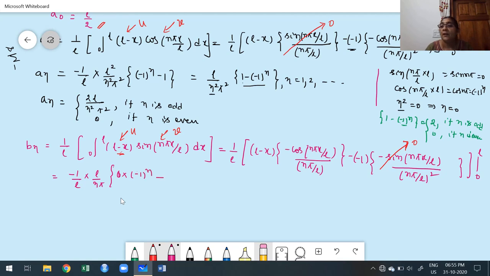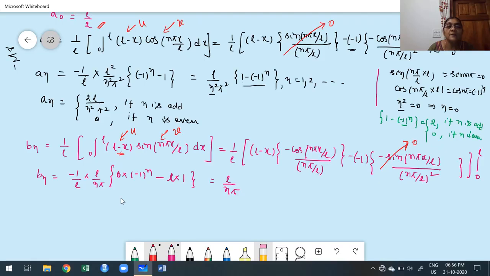Minus, x is 0, L minus 0. What is L minus 0? It is L into cos 0. What is cos 0? It is 1. Now what do we get? Minus into minus is plus, L cancels. This L is remaining, L by n pi. Now this is one of the things, L by n pi. Observe carefully: L cancels, minus into minus is plus, here having another L, we get L by n pi.